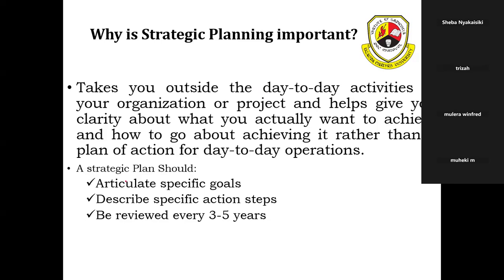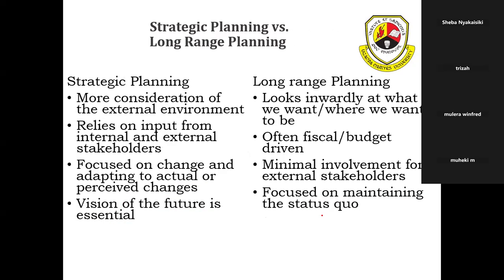The strategic plan articulates the specific goals. It describes specific actions that need to be taken and is reviewed every 3 or 5 years. So you have strategic plans which are for 3 years, for 5 years, others are 10 years. 10 years is a bit much, but most of the time it is better if it's after 5 years, so that you know that what I'm doing is actually producing something.